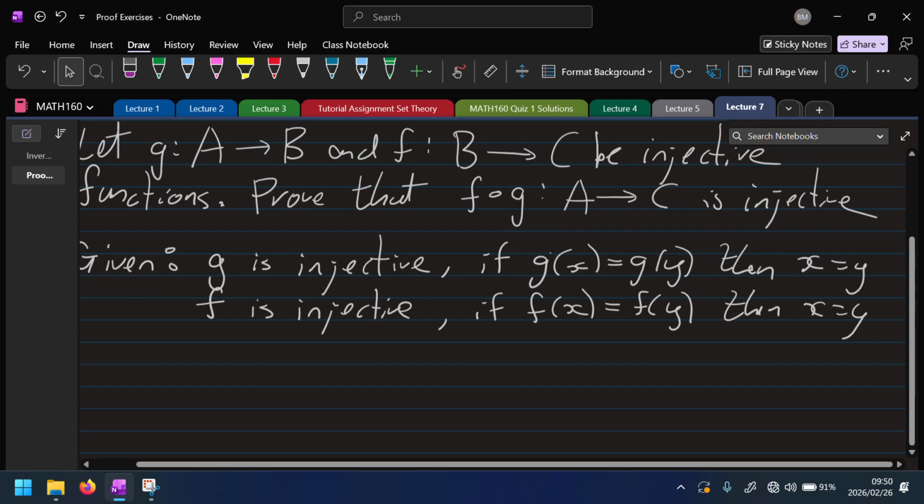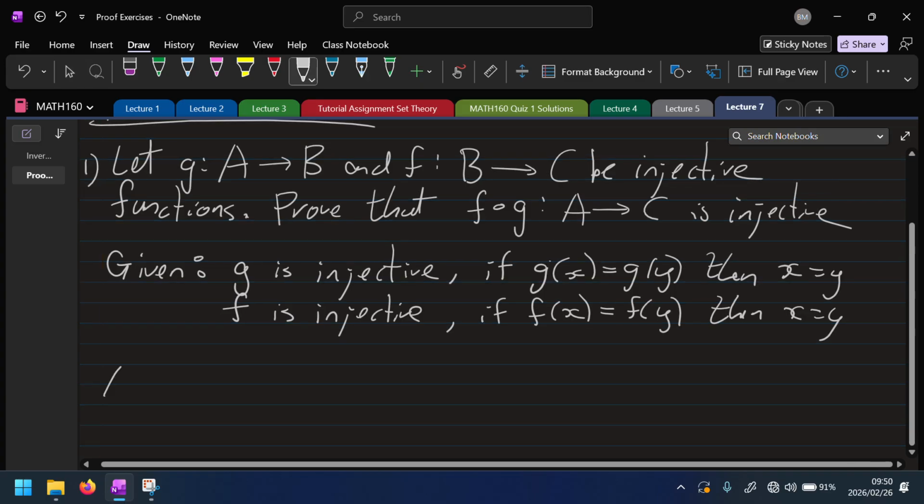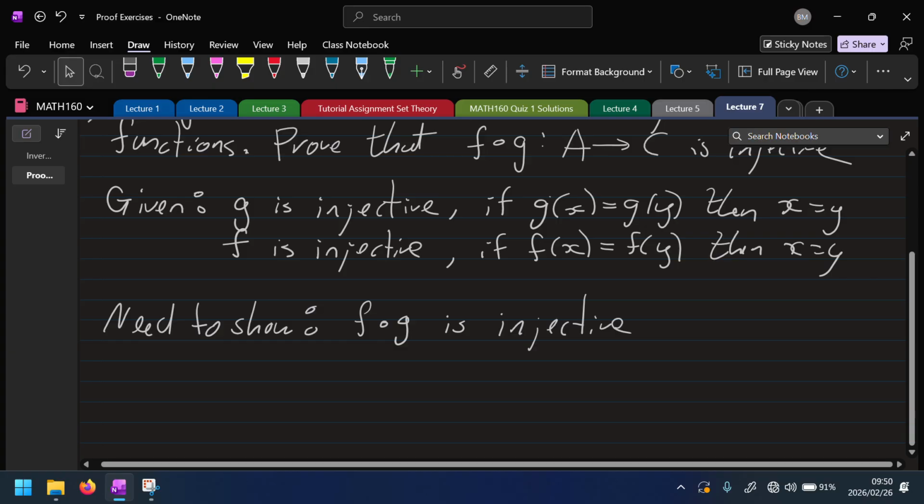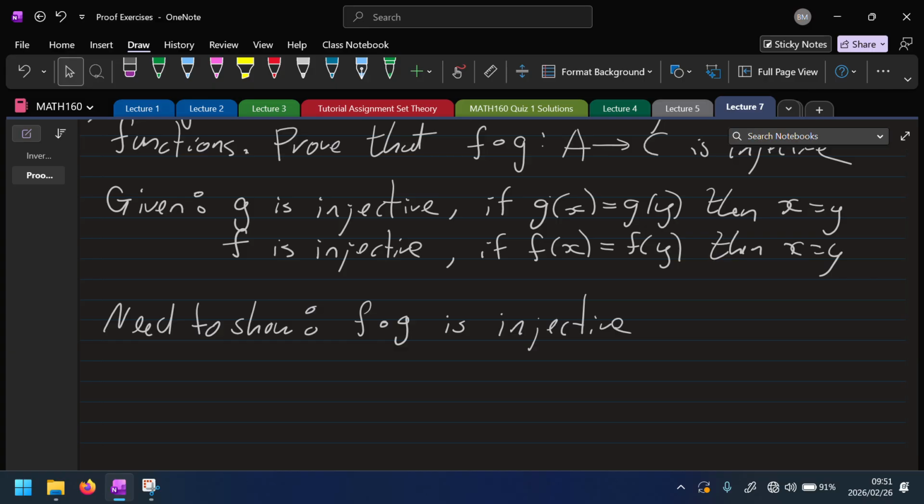Now, what do we need to show? The composition is injective. That's what we want to show. So we need to show F of G is injective. Now we'll go through it slowly and it should click as soon as we start. Should. Okay, that's the key word. But we'll go through it slowly. So how do we show something is injective? Well, we use the definition there.